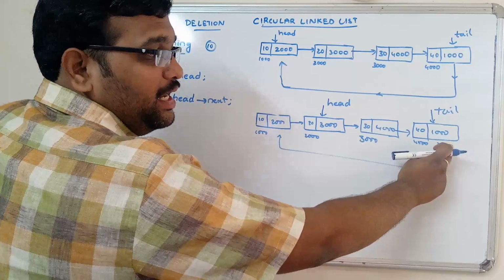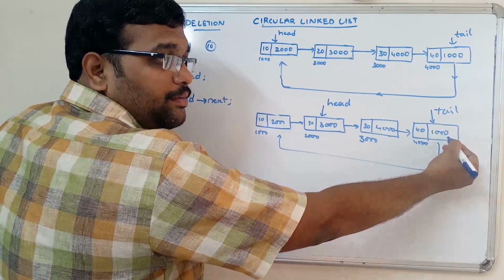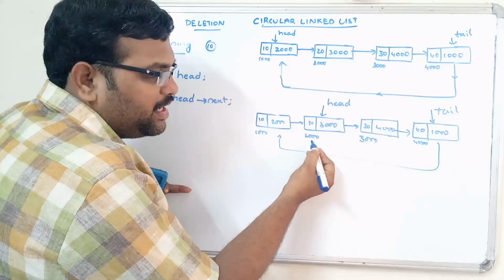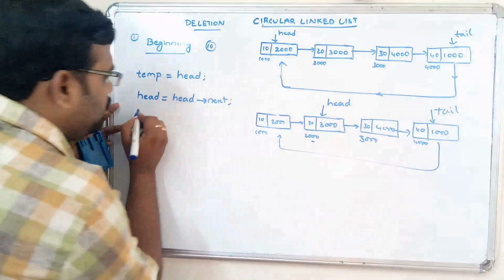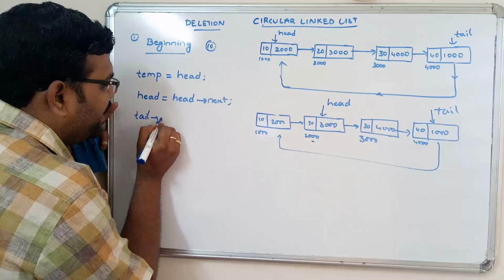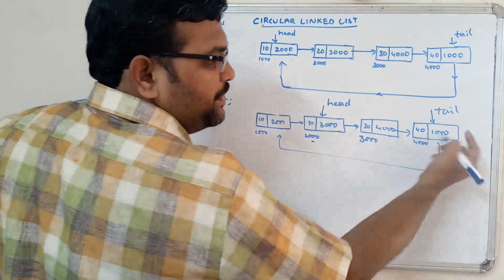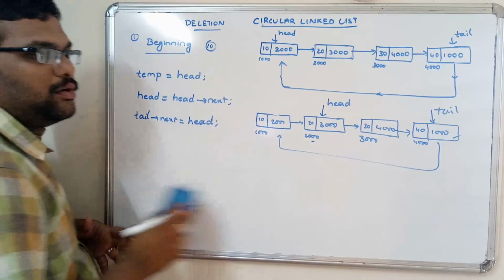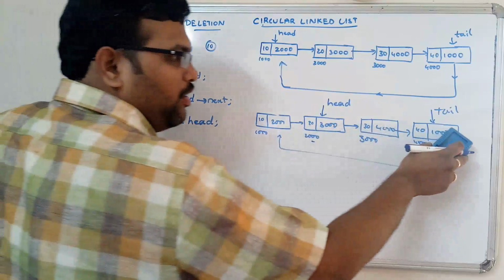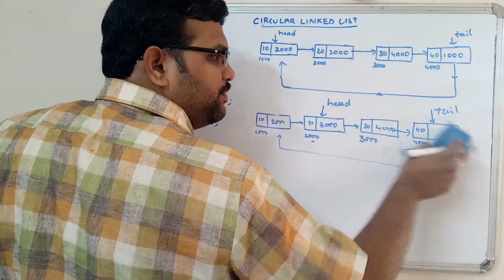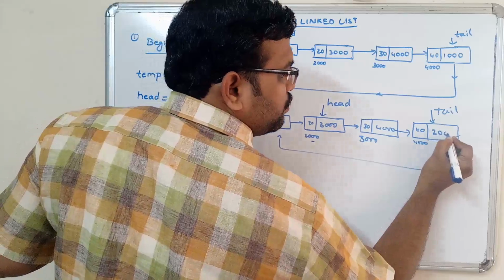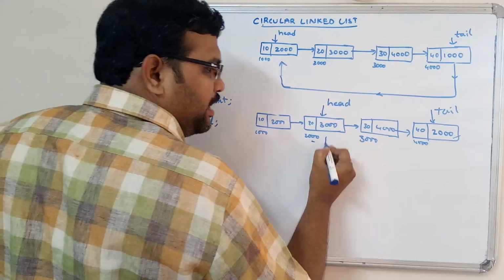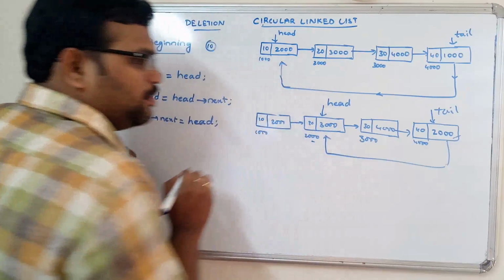Then see this tail, I mean the address field of the tail should map with the address of the first element. Here the first element address is 2000. So tail of next, this field is equal to head. After executing this statement, tail of next will be replaced with 2000. So here the connection is disconnected, and here the connection is established.